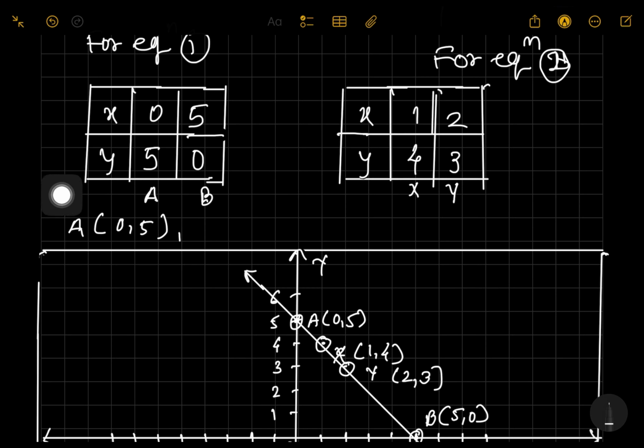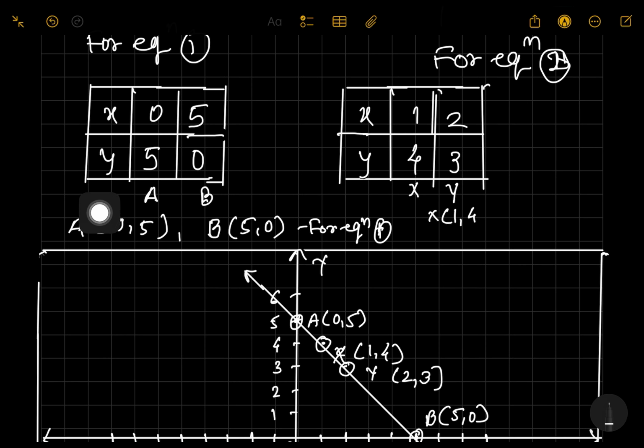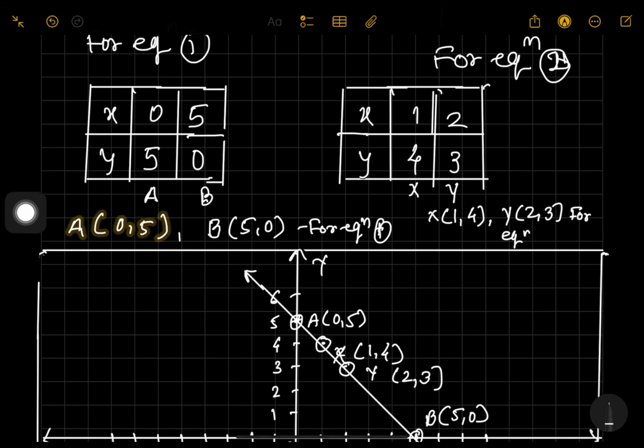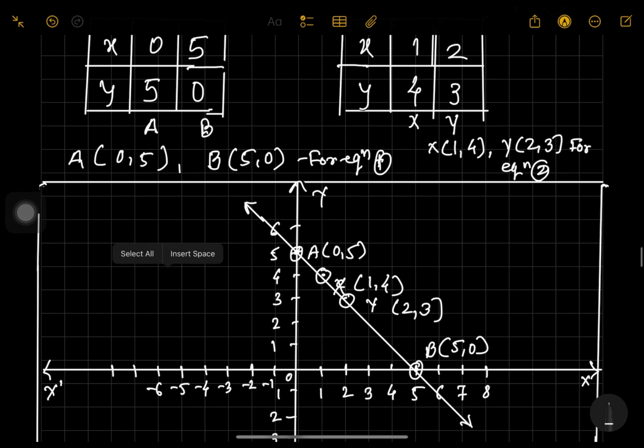Here, see, point B is 5, 0. This is for equation 1. And this point x is for equation 2. Point x, then point y for equation 2, and that is the only point we are plotting here.